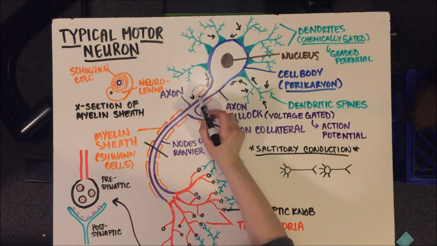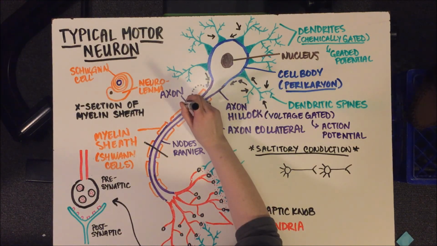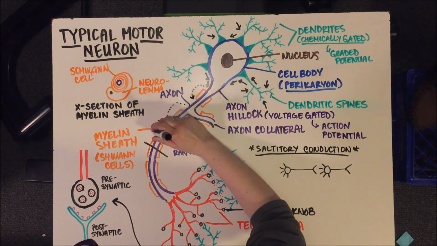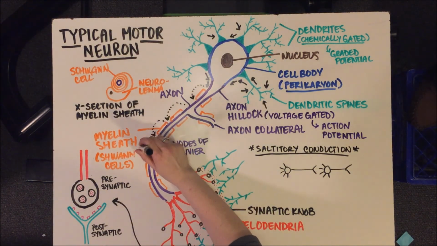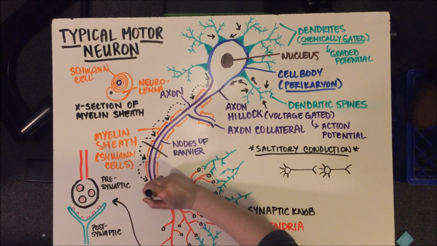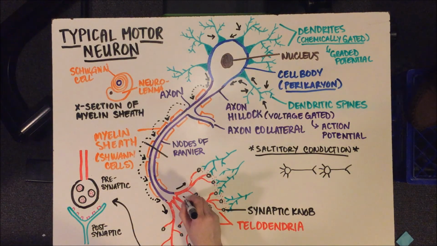So it can't pass through this myelinated portion of the axon. So it kind of jumps, so to speak, between these portions of the axon until it reaches the very end at the telodendria. So once it gets to the end of the axon, it's carried throughout the telodendria, like so, until it reaches the very end, known as these synaptic knobs.